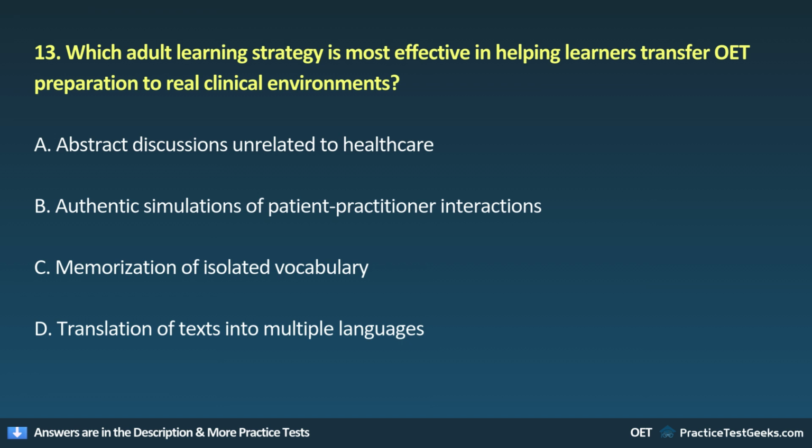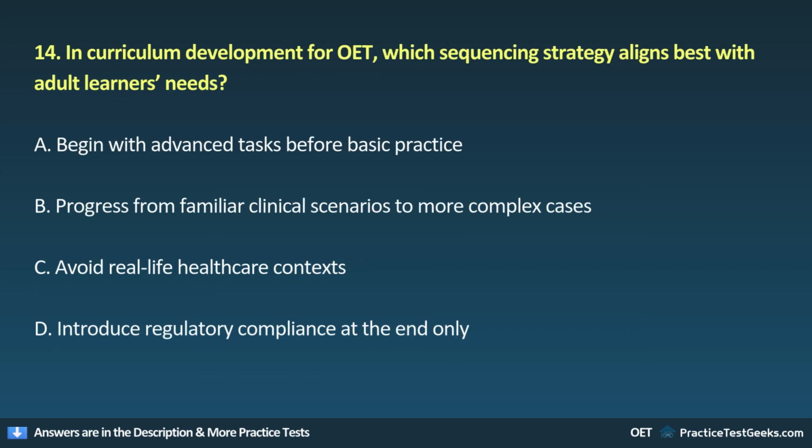13. Which adult learning strategy is most effective in helping learners transfer OET preparation to real clinical environments? A. Abstract discussions unrelated to healthcare. B. Authentic simulations of patient-practitioner interactions. C. Memorization of isolated vocabulary. D. Translation of texts into multiple languages.